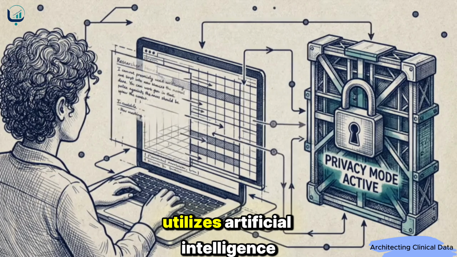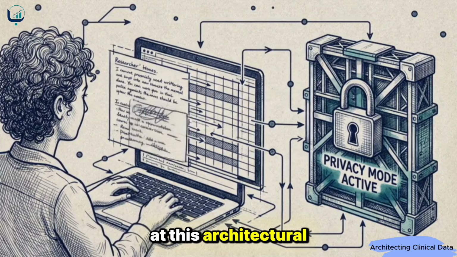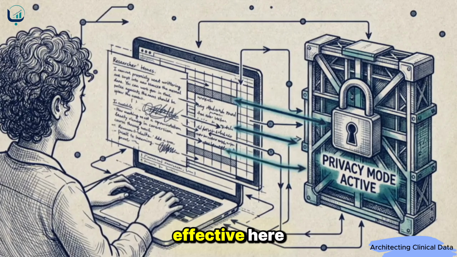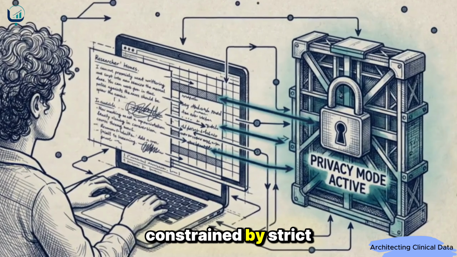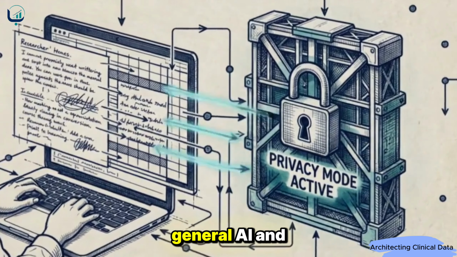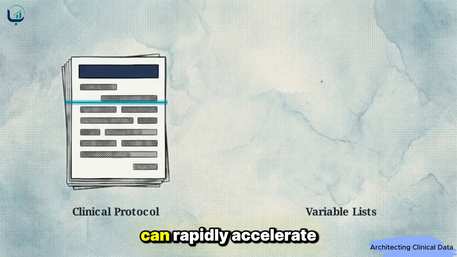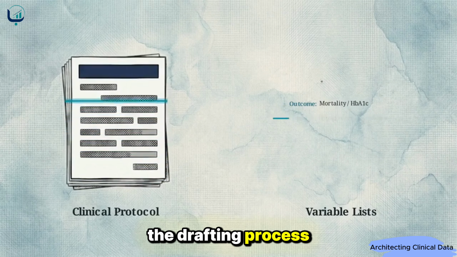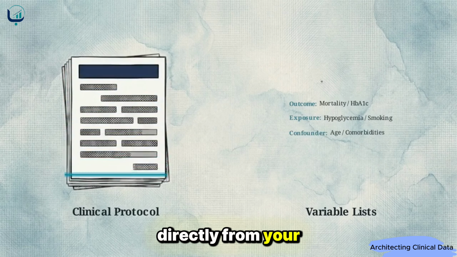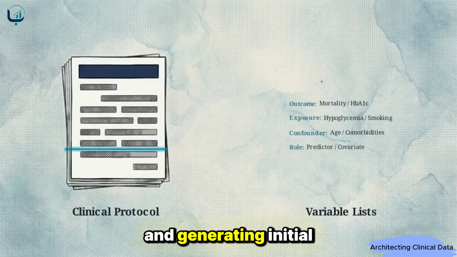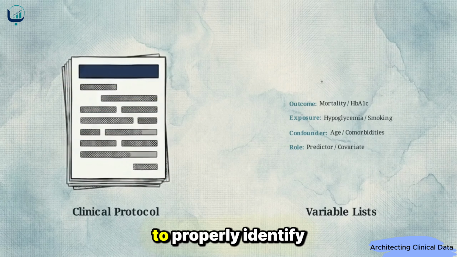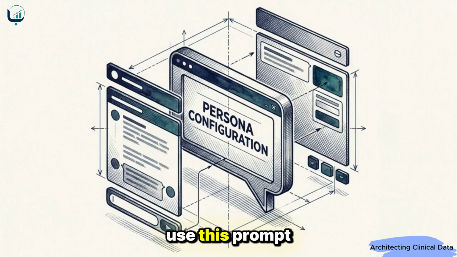Modern research now utilizes artificial intelligence at this architectural stage. AI is highly effective here, but only when constrained by strict safety parameters. General AI and source-grounded tools can rapidly accelerate the drafting process, pulling definitions directly from your uploaded clinical protocols and generating initial variable lists. To properly identify variables, use this prompt.